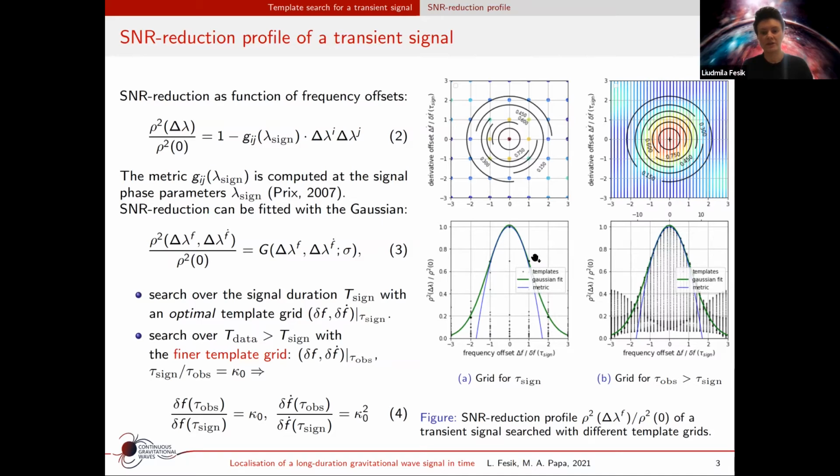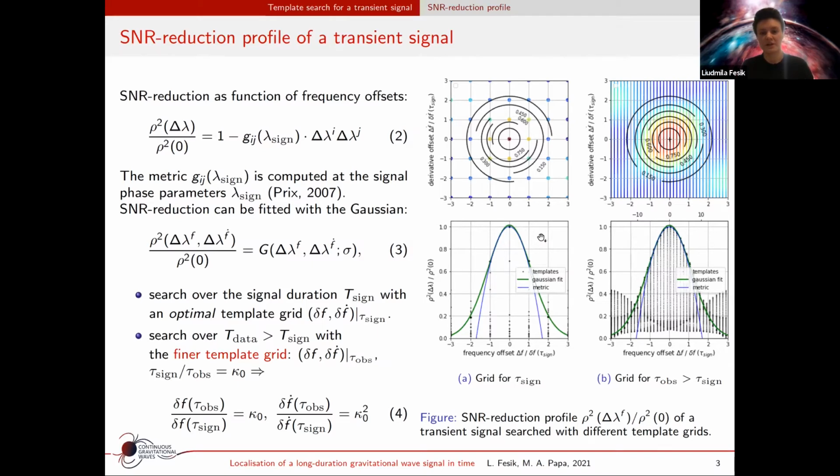We know that in the case when we search over the signal duration, so for instance, when the signal is always present in the data, and we search with the same duration, we have the optimal template grid to search for the all-time signal. Then in 10% SNR reduction, we get only one template, so with the mismatched template grid with perfect signal parameters, we have only one template.